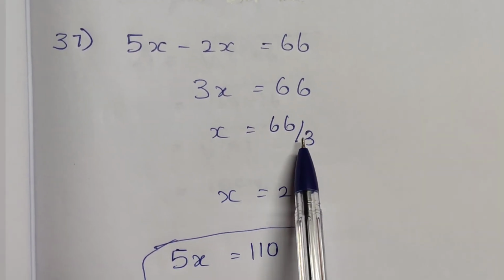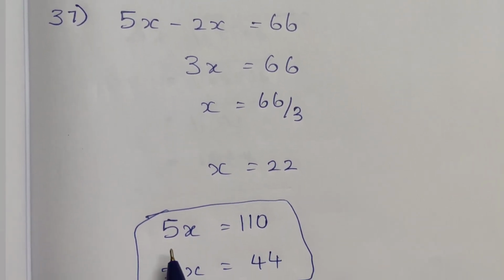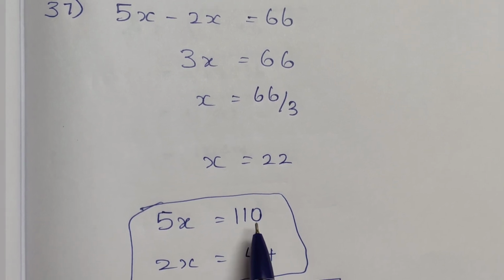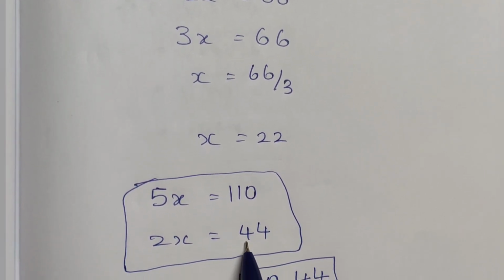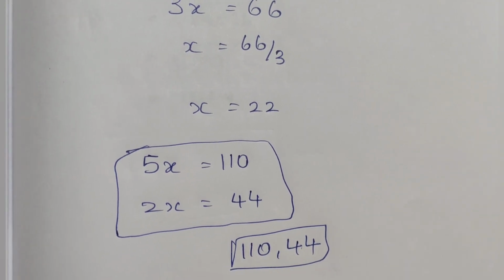X is equal to 66 by 3. X is equal to 22. So 5x is equal to 5 into 22, 110. 2x is equal to 2 into 22, 44. Therefore, the two numbers are 110 and 44.